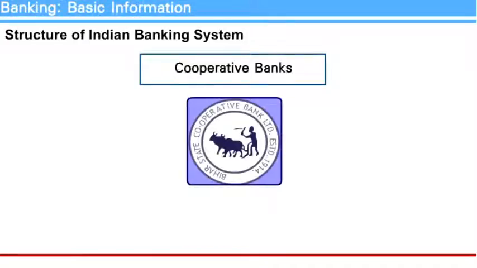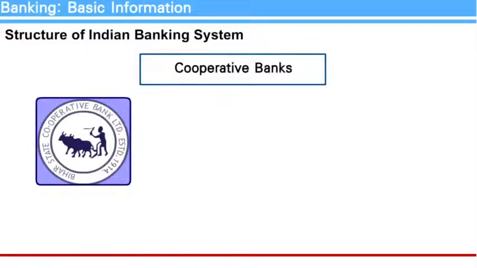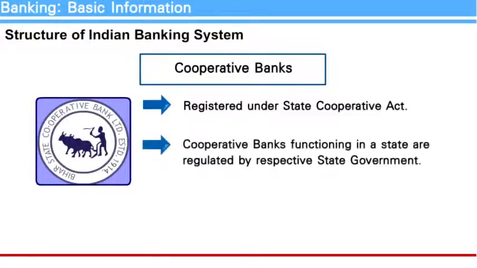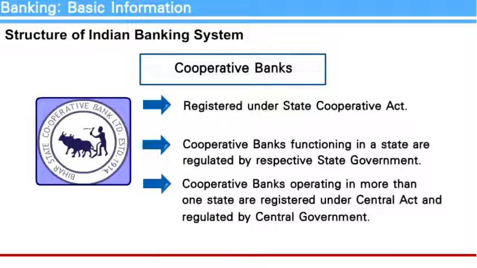People who come together to jointly serve their common interest often form a cooperative society under the Cooperative Societies Act. When a cooperative society engages itself in banking business, then it is called a cooperative bank. The cooperative banks are registered under the State Cooperative Act. The cooperative banks functioning in a state are regulated by the respective state's government, and the cooperative banks operating in more than one state are registered under the Central Act, and they are regulated by the central government.